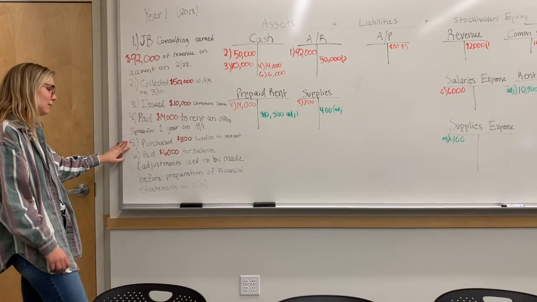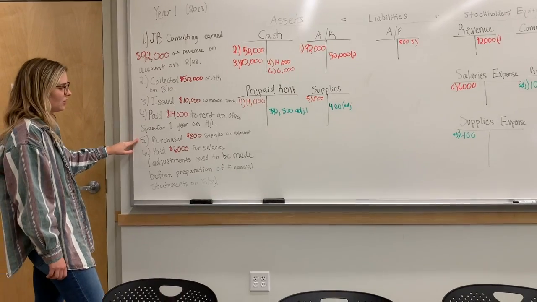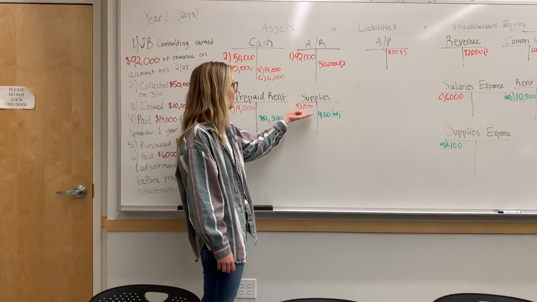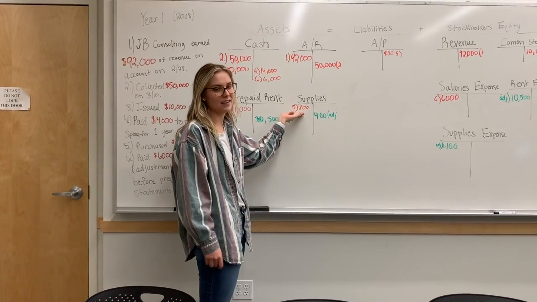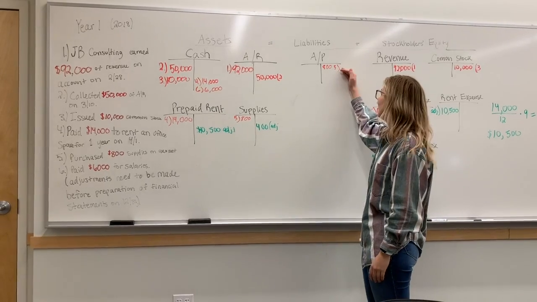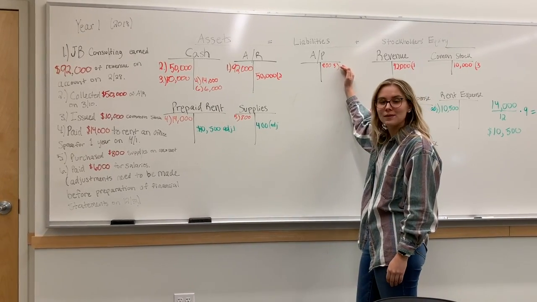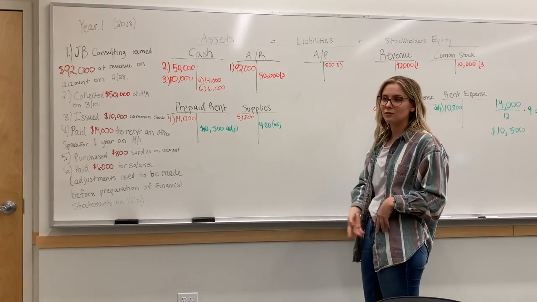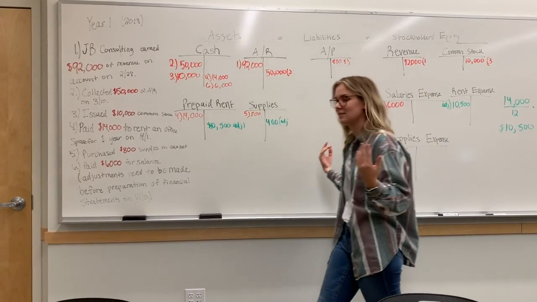Moving on to transaction number 5, you purchased $800 of supplies on account. This is another accrual. You would debit $800 to the supplies account because you purchased them, but you would have to go to accounts payable and credit that $800 because you didn't pay cash for it, you bought them on account, which means that yes, you received the service, but you haven't paid cash for it yet.